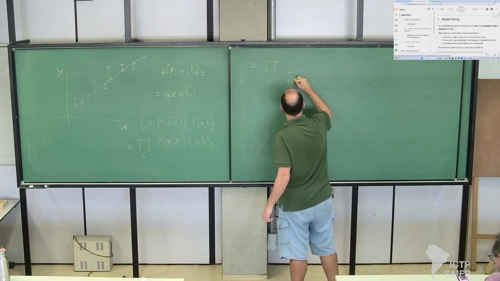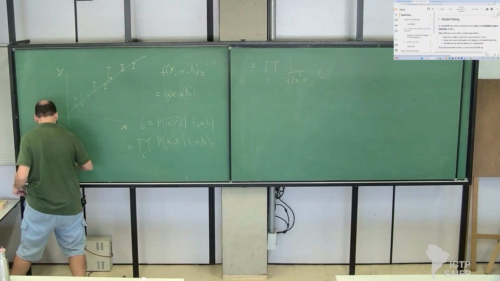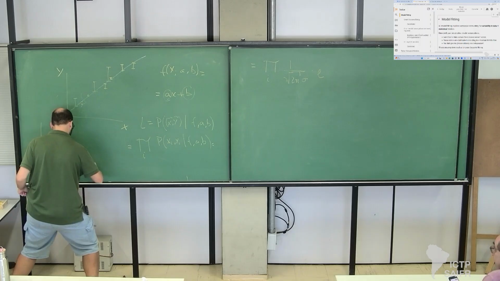This is a normal distribution. For each point here, I have a normal distribution with mean equal to the value predicted by the model, that is just f of x_i, a, b. And then you have the observed value here. So for instance, this one is much higher. At each point I have a normal distribution with mean at the straight line, and the observed point falls either close to or farther from this mean. Make sense?